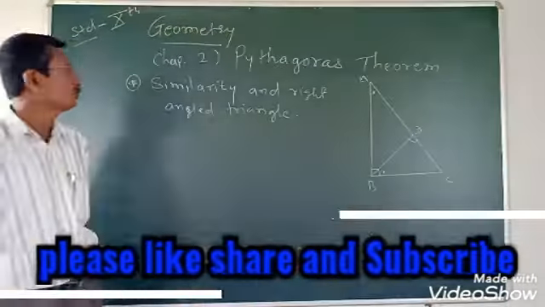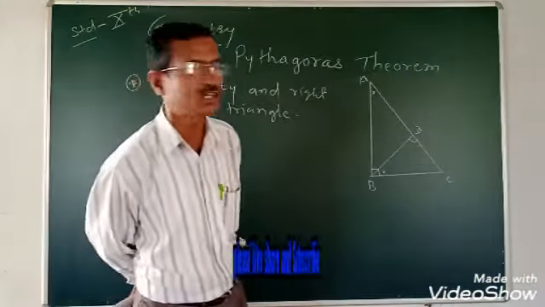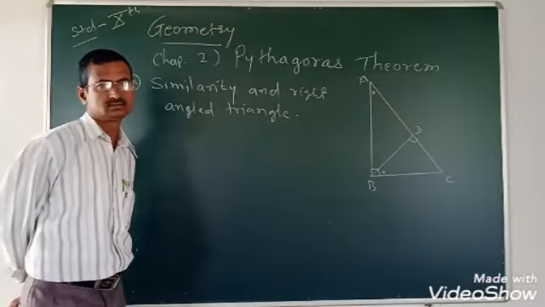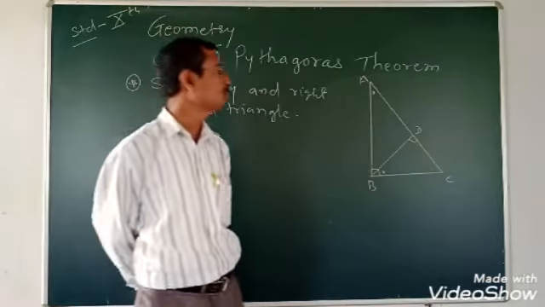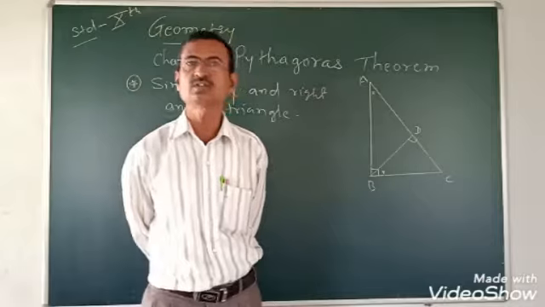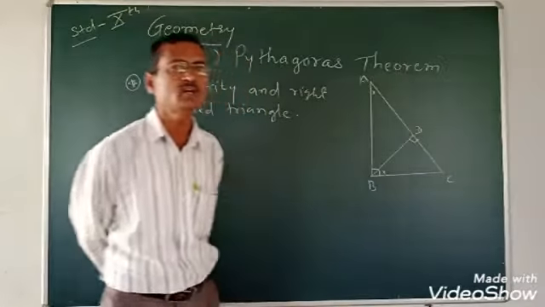So simple. Now we have to see similarity and right angle triangle. By using this we can prove Pythagoras theorem. Then we have to see the similarity of triangles.